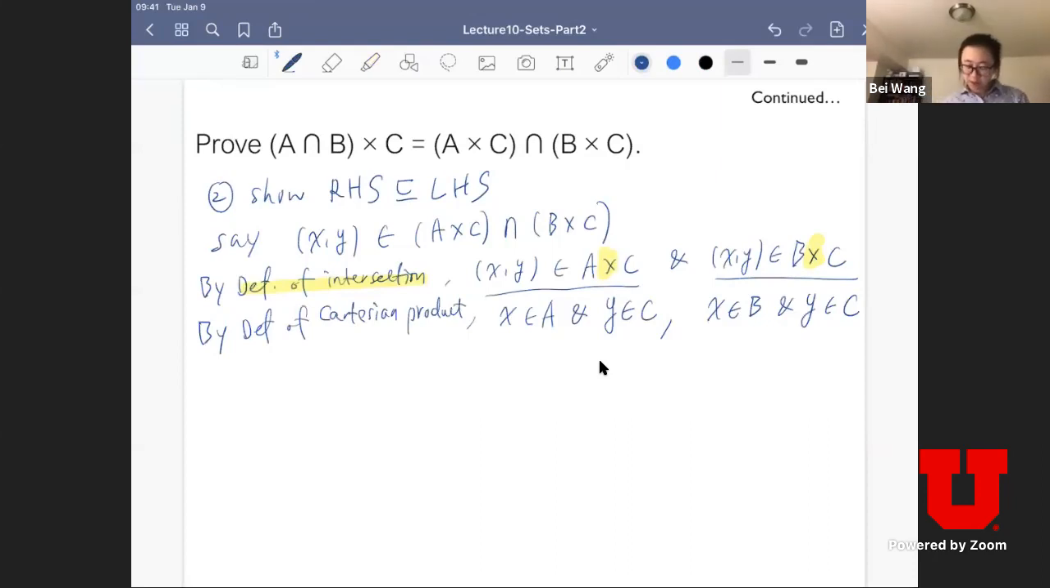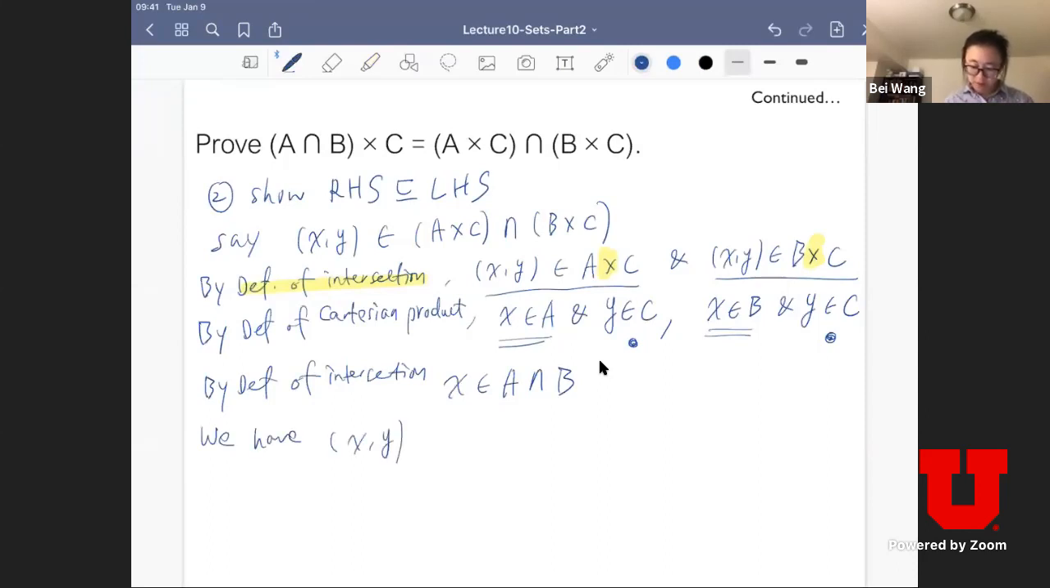So now what we have is x is in A and x is in B. Then again, by definition of intersection, because x is in A and x is in B, x is in A intersect B. All right. Then what do we have? Then correspondingly, since y is in C, we have x, y as a pair is going to be in A intersect B cross C. Again, this is by definition of Cartesian product again.